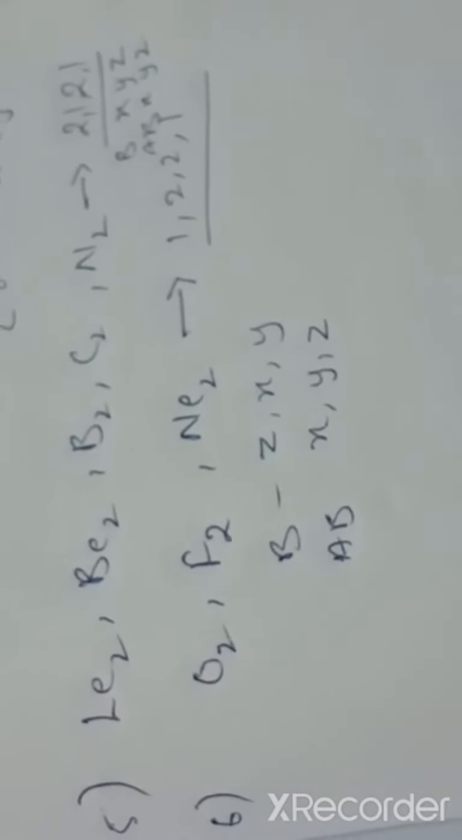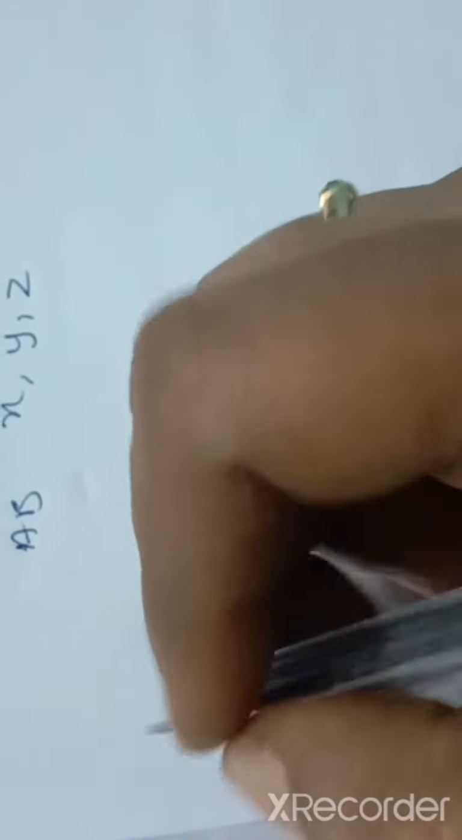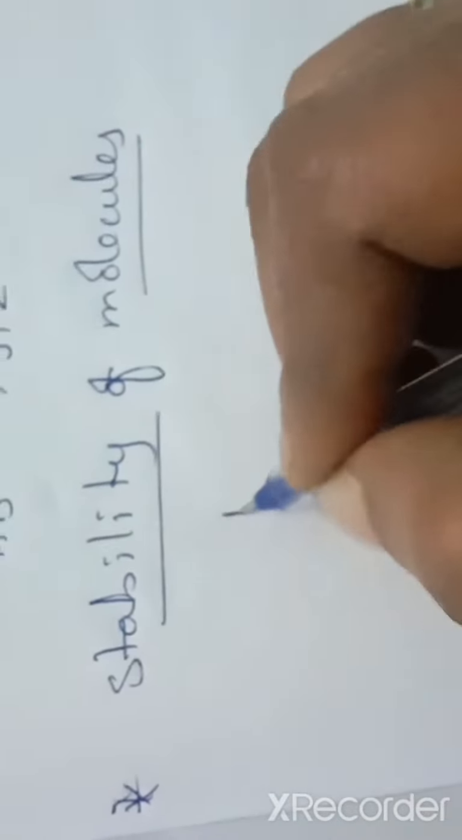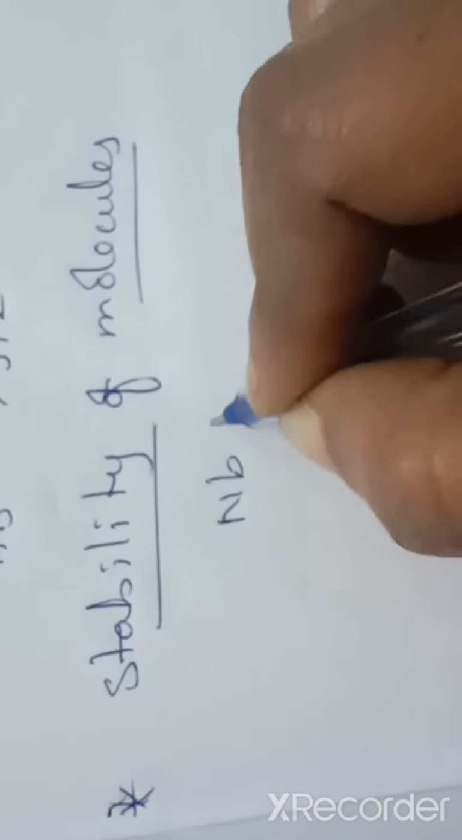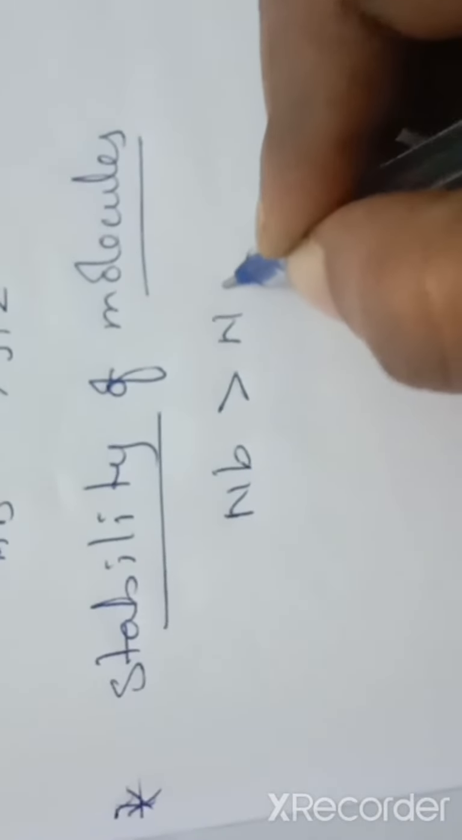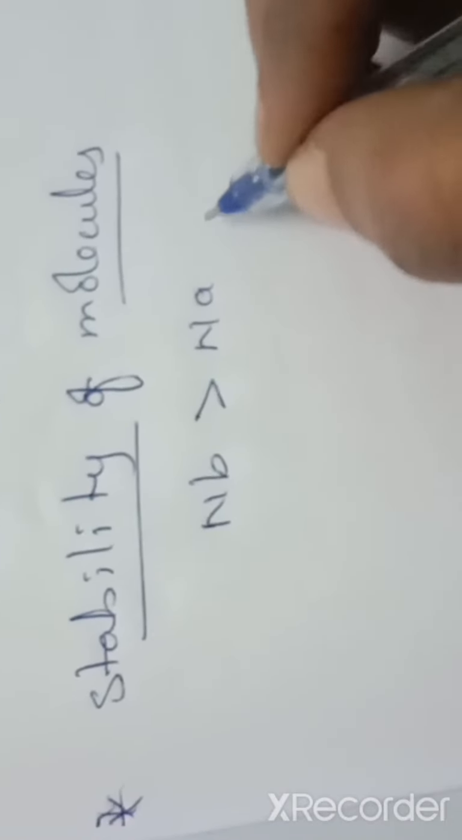Before we go to an example, there are some important terms to learn, starting with the stability of a molecule. So the next point is stability of molecules. If the number of bonding orbitals is greater than the number of anti-bonding orbitals, then that molecule is stable.